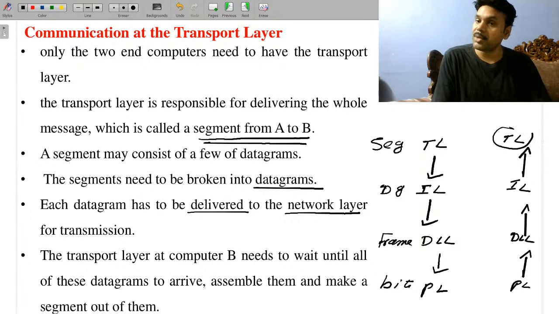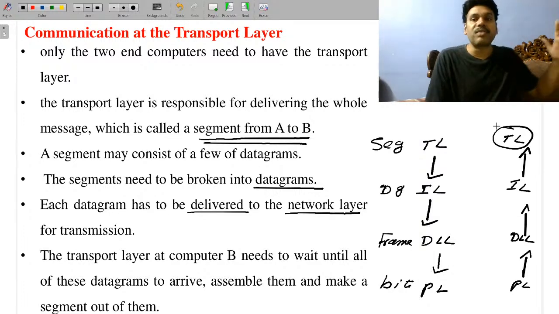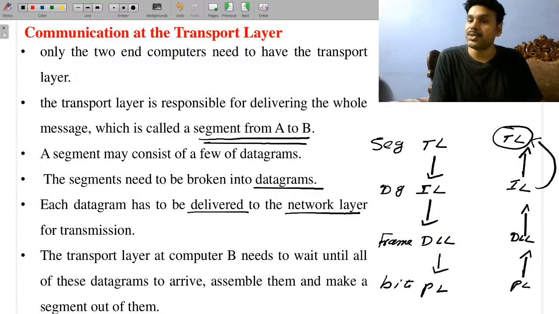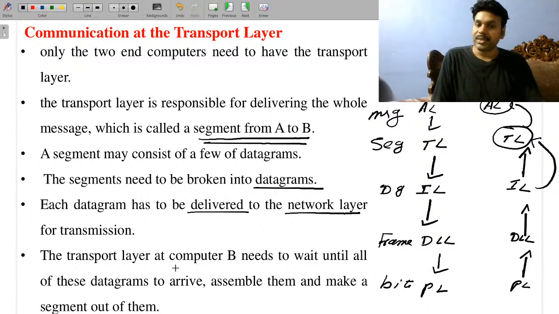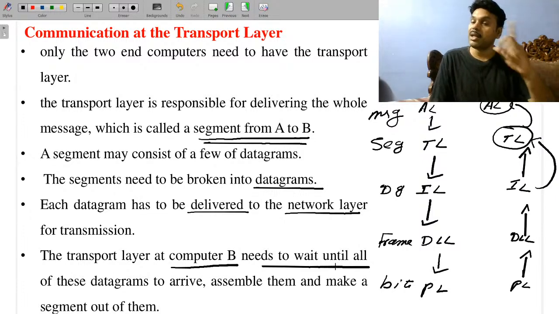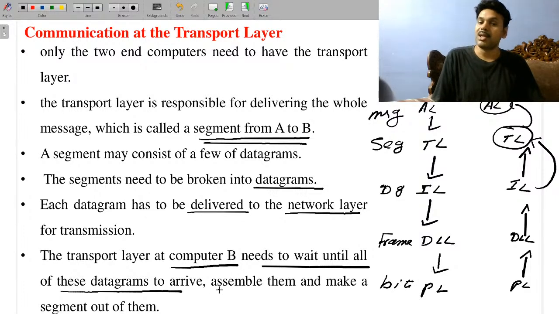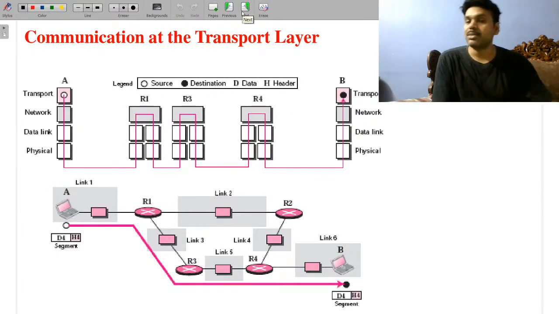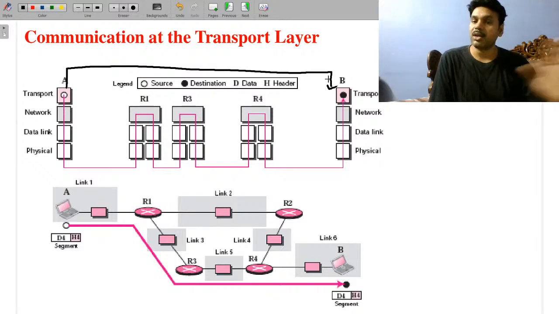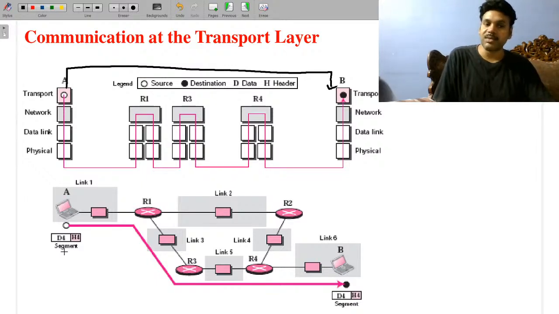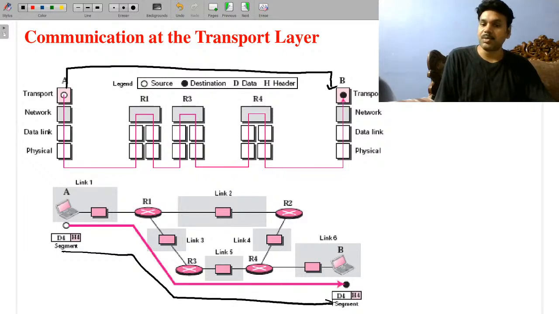Once it arrives, the transport layer is not going to merge immediately. It is going to wait till all the fragments of a particular segment come. Then only it is going to merge. That's very, very important. After merging, it will hand over to the application layer, as the application layer only sends data in the form of messages. The transport layer at the destination needs to wait until all the datagrams which belong to the same segment have come, assemble them, then send it to the application layer. This is how communication at the transport layer is direct communication, because routers, switches and hubs are in no way linked to your transport layer. That's why whatever is transmitted goes straight to B, as routers, switches and hubs do not belong to the transport layer.